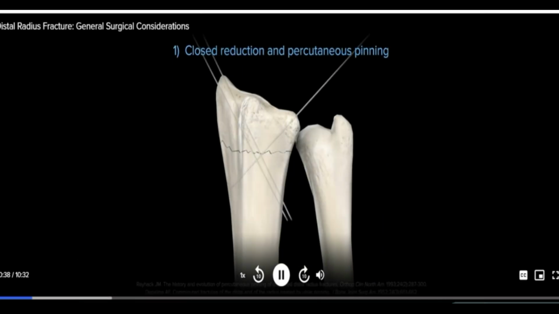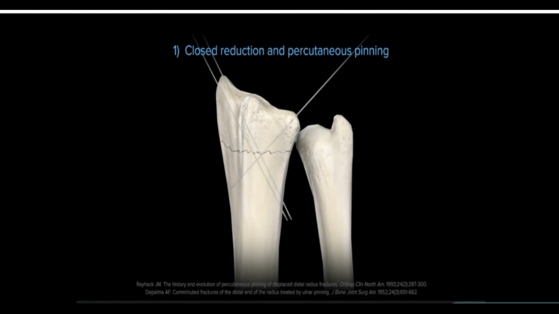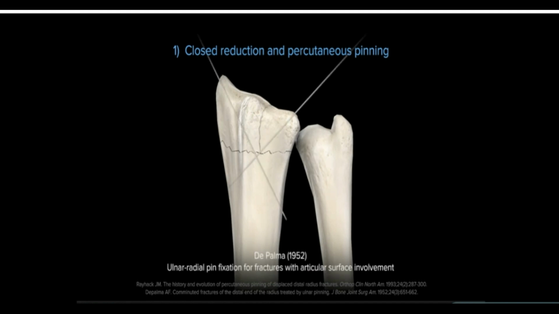Extra-articular distal radius fractures with extensive comminution, or fractures that have no more than 2 articular fragments where anatomical reduction is possible, may be fixed with percutaneous pinning and application of a plaster cast. The most popular pinning method is oblique radial styloid to proximal ulnar cortex. Lambot in 1908 first suggested a single pin through the radial styloid to stabilize the displaced fracture fragment. De Palma later introduced the concept of ulnar radial pin fixation for fractures with articular surface involvement.